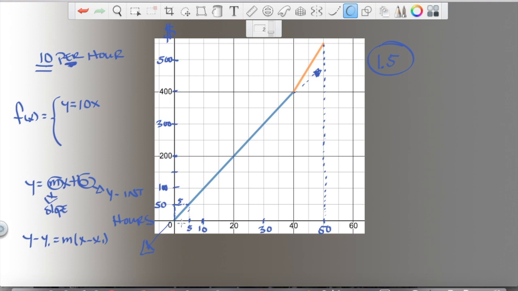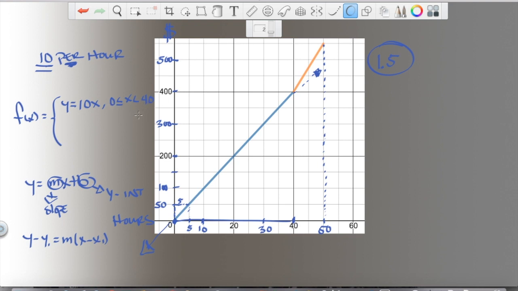Well, we've used this piece right here, from 0 all the way over to here. And that's where this function stops. So I can write this any way I want, but essentially, it's going to be 0 is less than x is less than 40. And that's just telling me that I'm using this function from 0 hours of labor all the way over to 40 hours of labor.